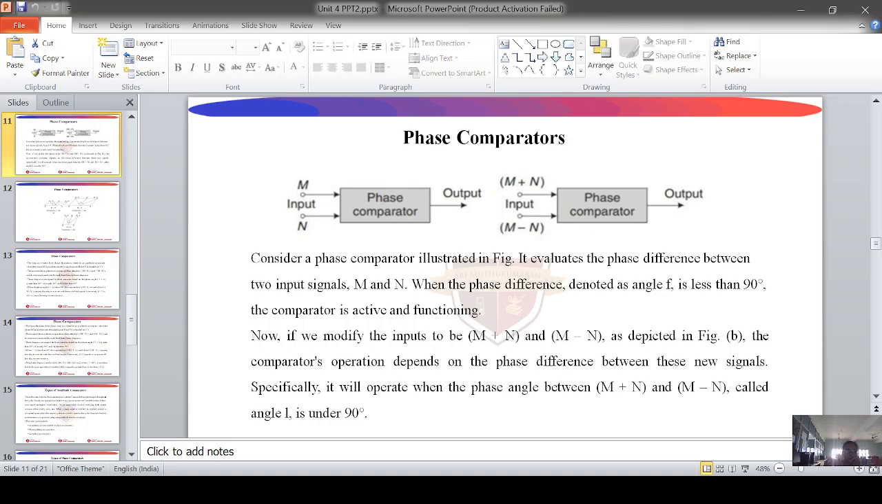Phase comparators. A phase comparator compares the phase between these two signals. It operates when the phase difference is less than 90 degrees. It ignores magnitude of signals. It is mainly used in directional and distance protections.